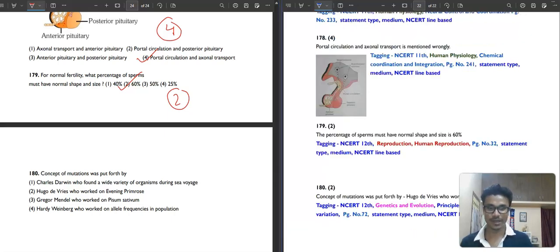Then question number 180. It is saying that the concept of mutation was put forth by Charles Darwin, who found a wide variety of organisms during a sea voyage. No. Hugo de Vries worked on evening primrose. The second option is your correct answer. So this concludes the explanation part of your zoology.